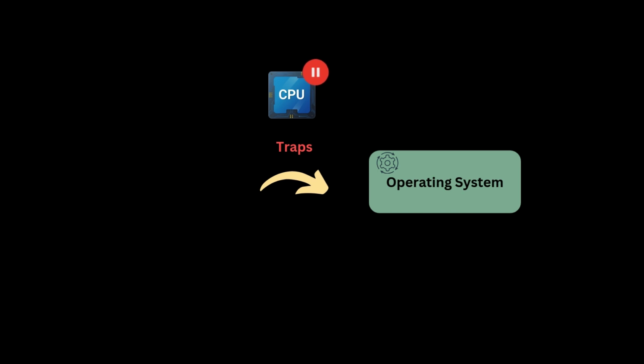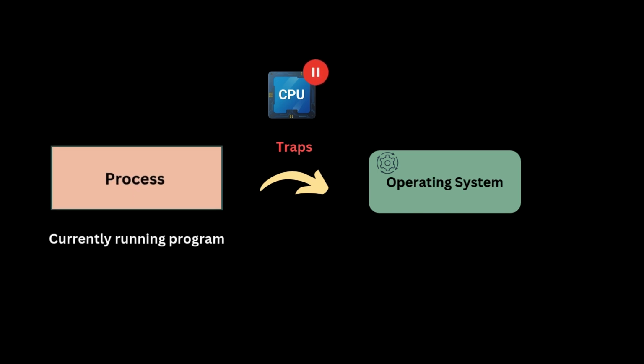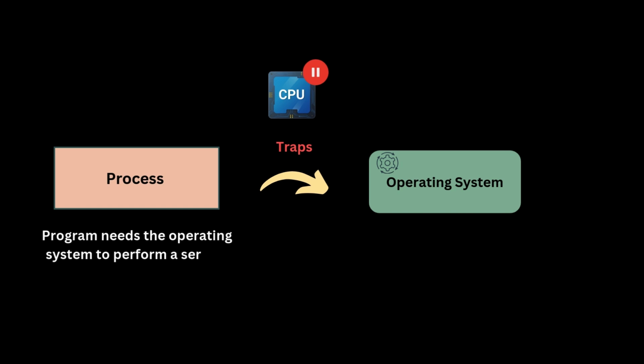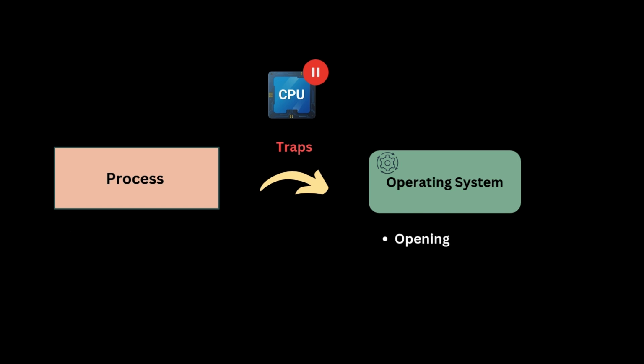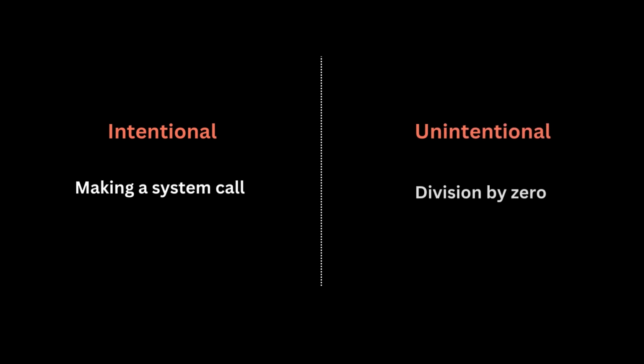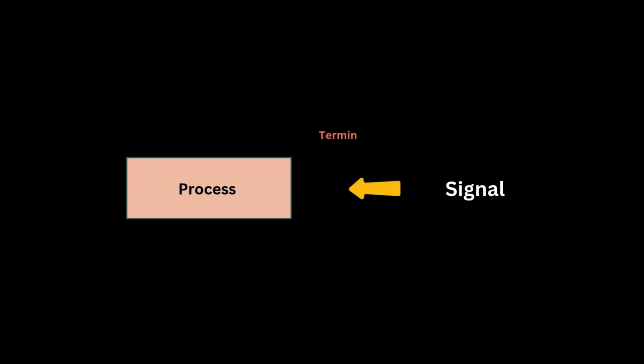Traps are software interrupts, triggered by the currently running program. They're used when the program needs the operating system to perform a service, like opening a file or starting a new process. Traps can be intentional, such as making a system call, or unintentional, like division by 0 or trying to access invalid memory.